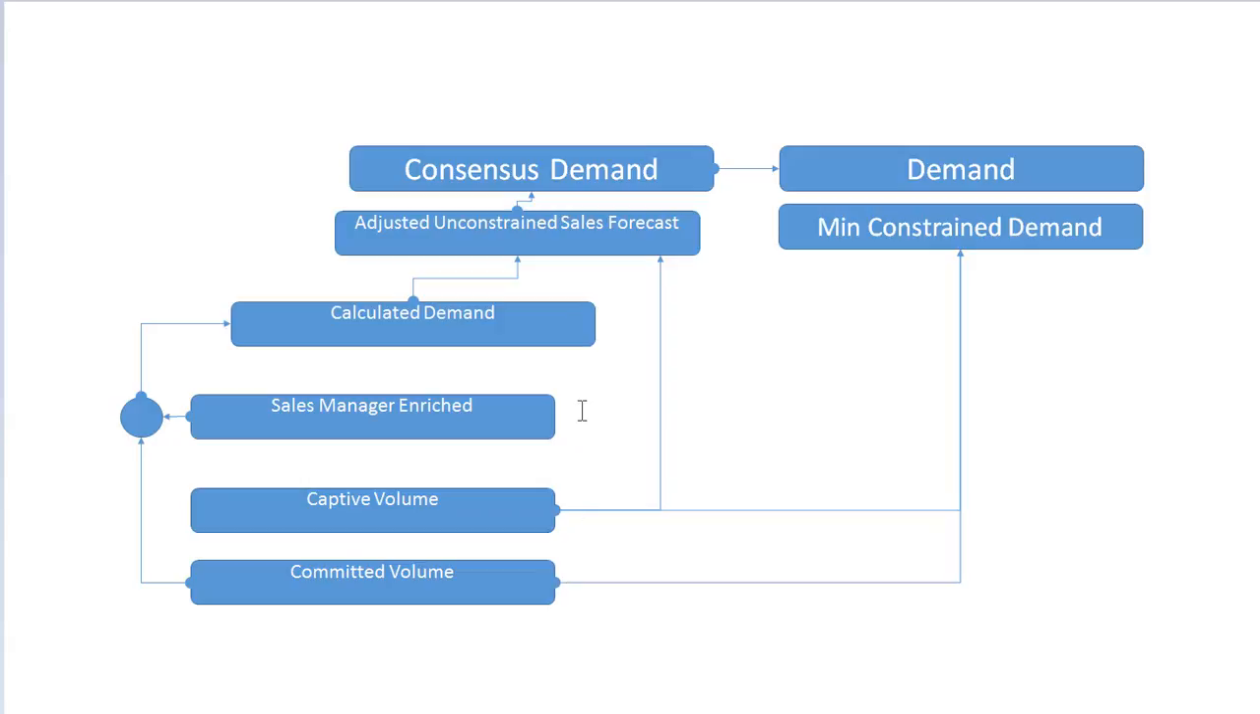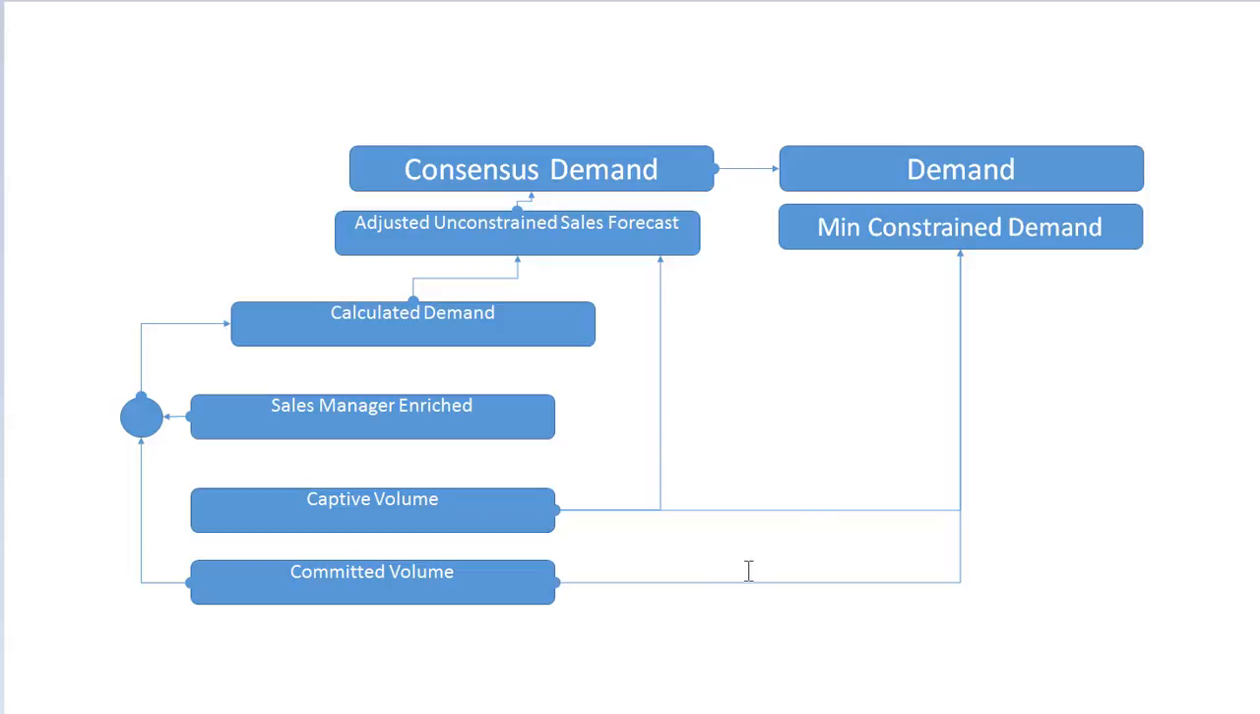Those demands will flow to the consensus demand key figure, which is the input of the demand to the supply chain operator. Also, the committed volume and the captive volume will flow into the minimum constraint demand key figure. In that way, those two demands can be assigned the highest priority when the supply calculations are done by the optimizer or even the heuristic.